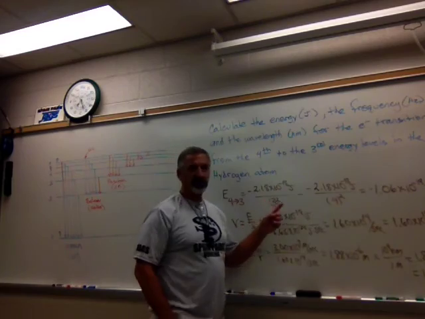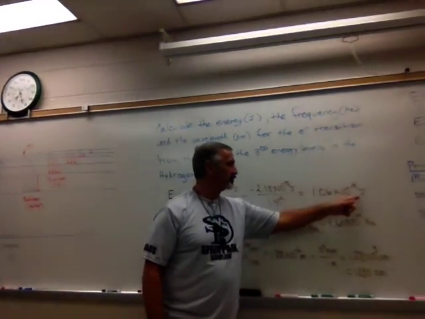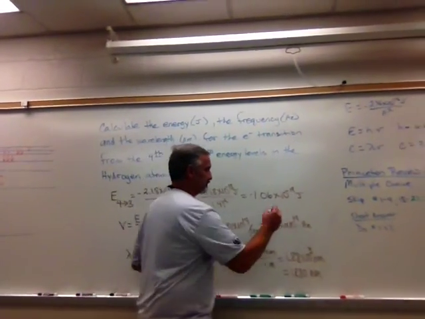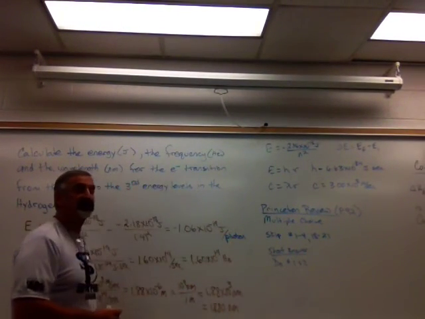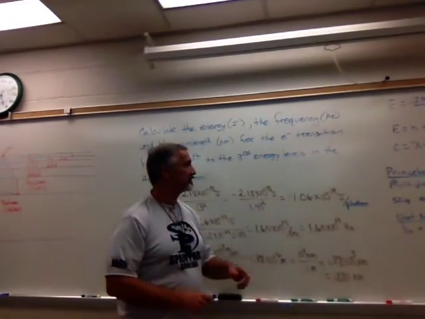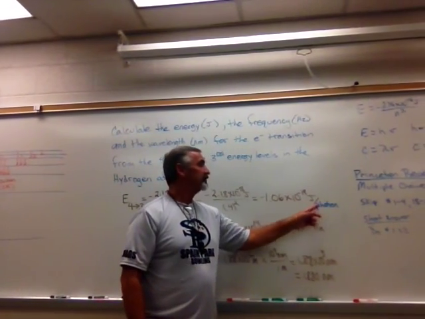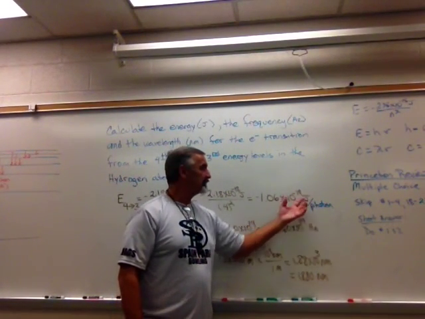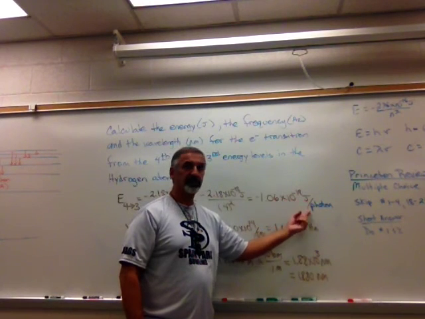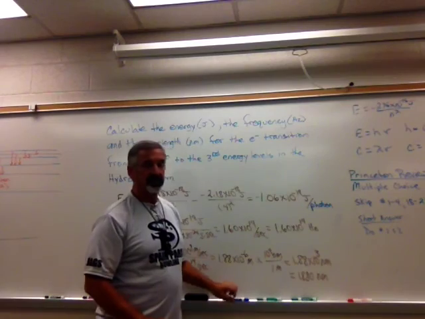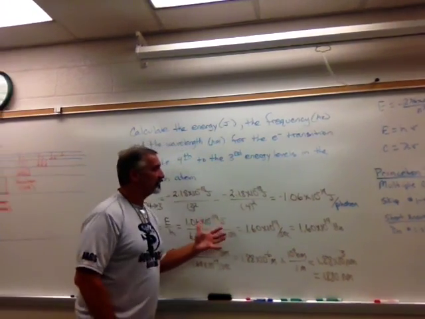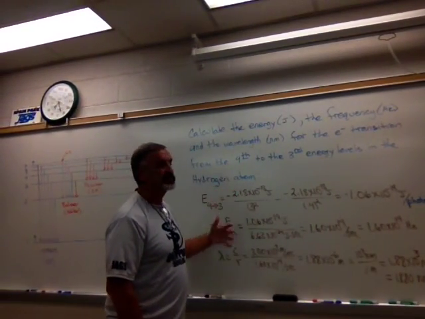Now, the one other thing you need to be able to do is convert units. Remember, this is joules per photon. We need to be able to convert that to kilojoules per mole. So you divide by 1,000 joules, you multiply by Avogadro's number, so you should be able to go back and forth between kilojoules per mole and joules per photon. And we had a practice problem like that. Okay? So these are the types of problems you need to be able to do.